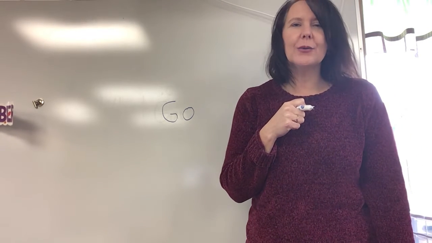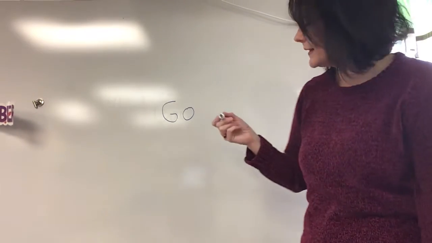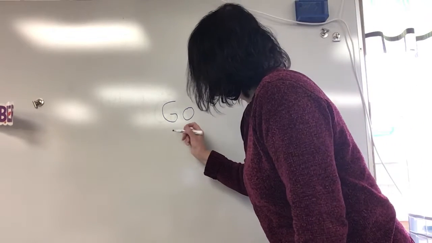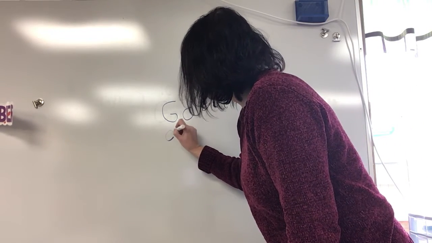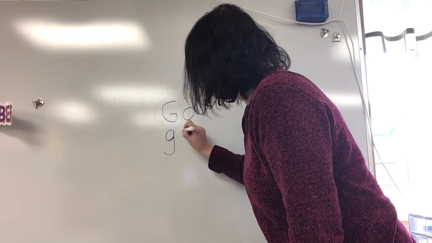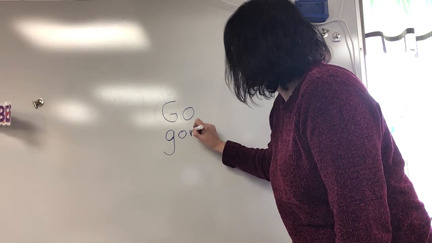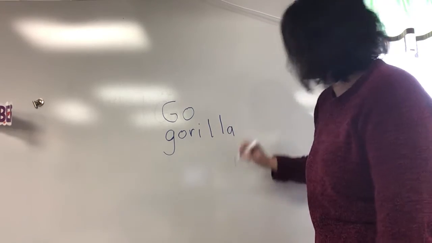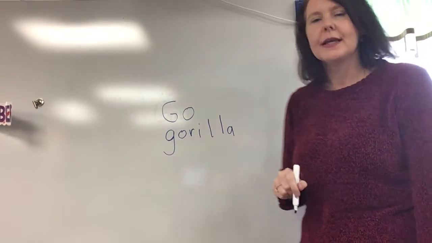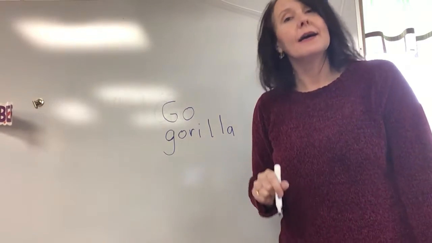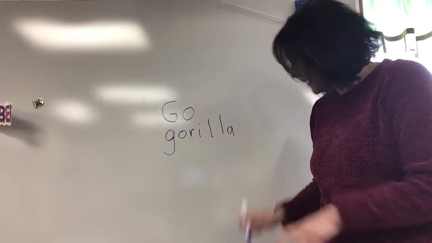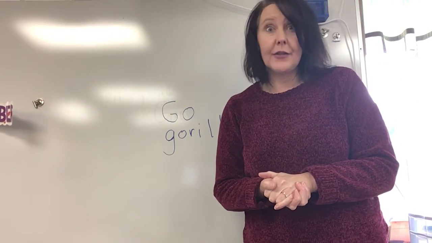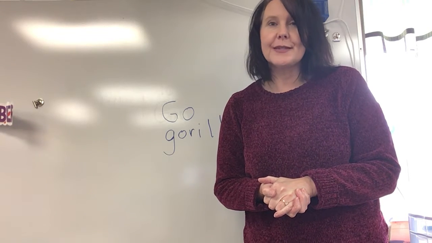G is for gorilla. Gorilla. Actually, I'm going to use a lowercase g this time. So we're going to make a g, o, r, i, l, l, a. Gorilla. G is for gorilla. Okay. So we learned a little bit about the letter G, and I want you to keep thinking about another word you might know that starts with a G and share it with somebody in your family.